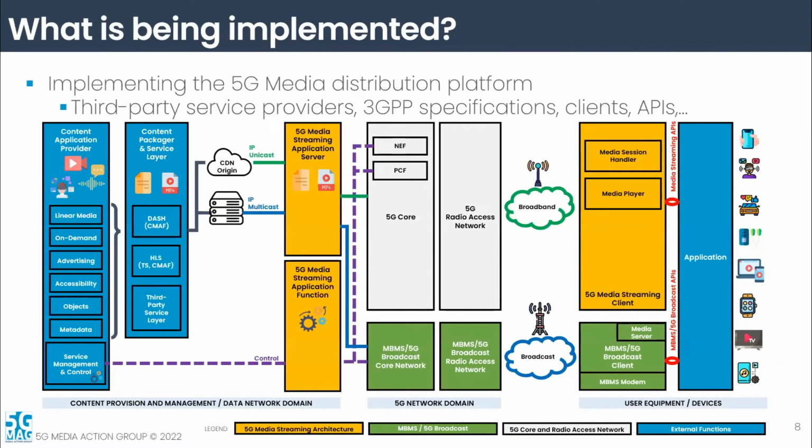To give you an overview of what's being implemented, from a broad perspective we are focusing on the whole ecosystem, which relates 5G and media. As you can see here, we have the content application providers, content packagers, service layers, CDNs, IP unicast, multicast, and 5G media streaming. We have 5G core and 5G RAN elements here. We have the 5G broadcast chain. And from the user equipment side, we have the 5G media streaming client, the 5G broadcast modem and client, and the applications sitting on top of them. So this is the broader focus, let's say.